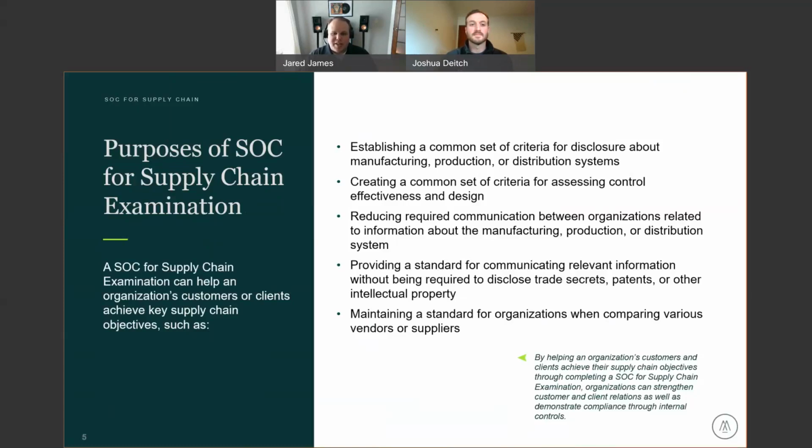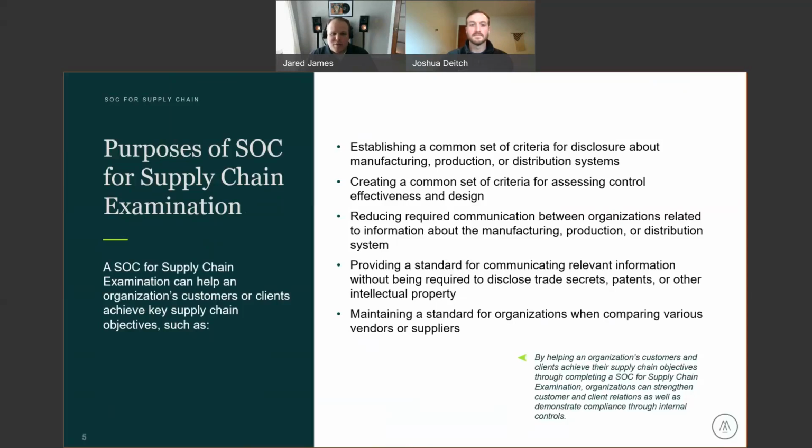By establishing this common set of reporting, it can allow an organization to really assess the risk in doing business with specific vendors or other types of organizations. Another thing that these reports are really aimed at doing is reducing required communication between organizations related to information about their manufacturing, production, or distribution systems.